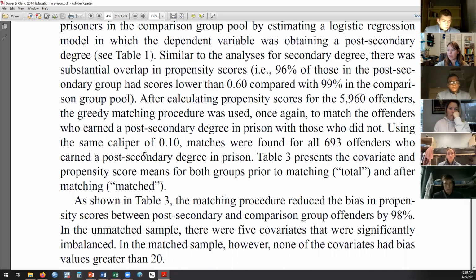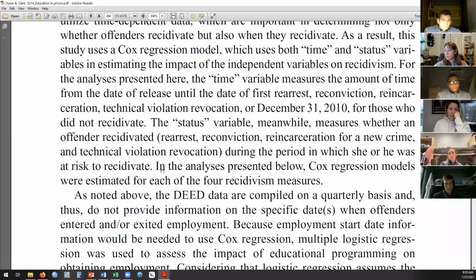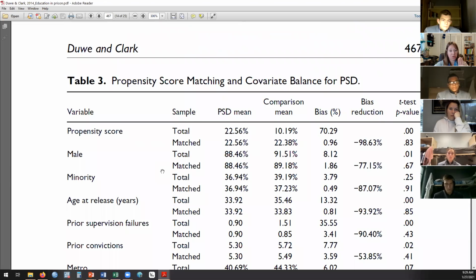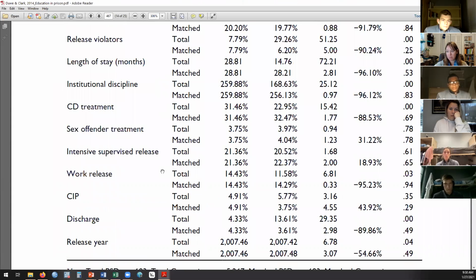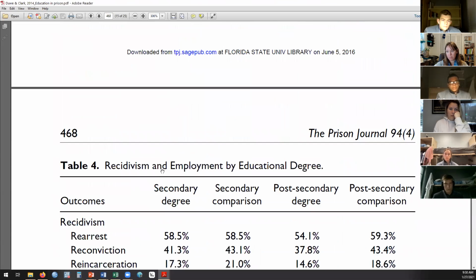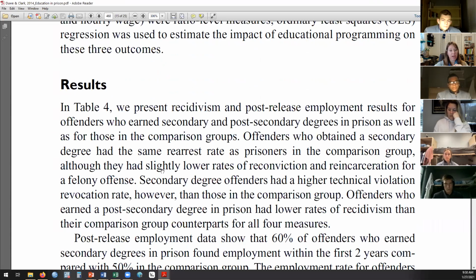You don't need to worry about the caliper, which is actually a little low. I would do 0.05. Doesn't matter. That's not a section for you. Analytical procedures, you don't want to read that unless they hadn't mentioned propensity score matching prior to that. Here's the matching table. You don't need that. We don't need that. And here we have the results.